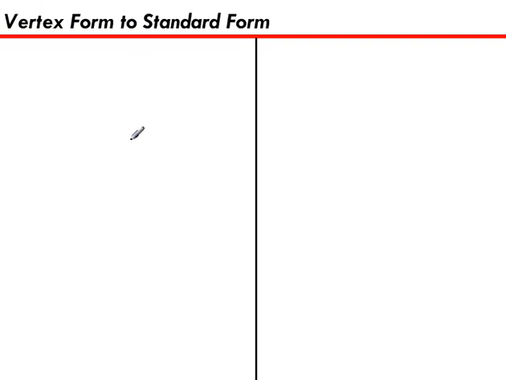I'm going to show you an example of going from vertex to standard on the left, and then on the right you can try your own practice problem that I'll present near the end, and I'll post a solution when you're ready to look at it. Let's have a look at our first vertex form equation. We've been given y equals 3(x + 2)² minus 20. That's an equation in vertex form, and we need to put it into standard form.